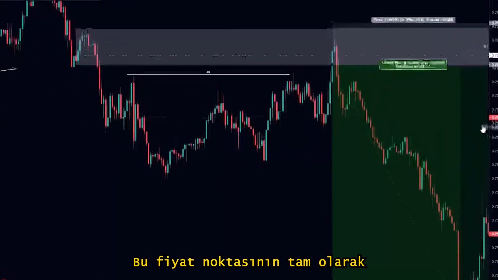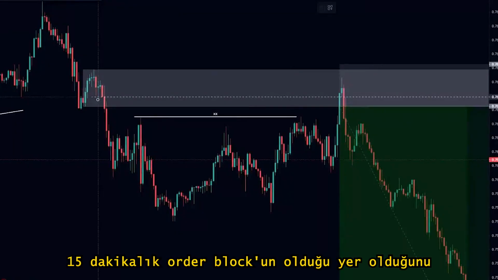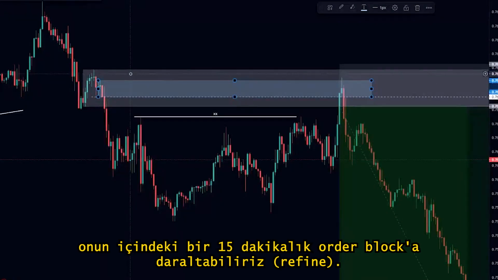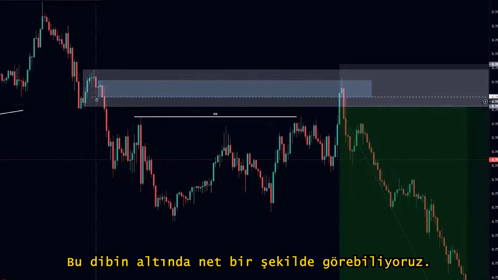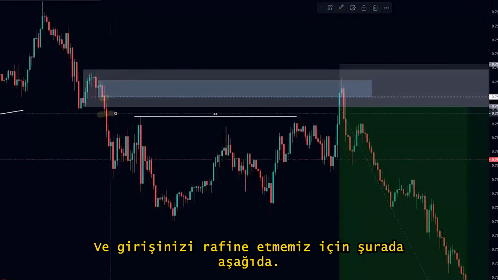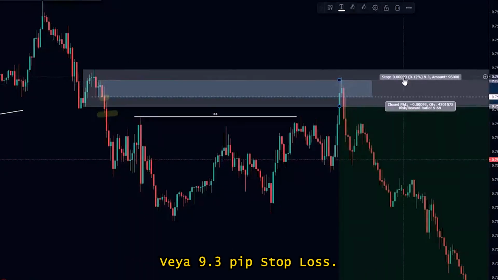Okay, we can clearly see that that price point is exactly where we have a 15-minute order block. Where we can refine the higher time frame order block with a 15-minute order block within the higher time frame point of interest. We can clearly see that below the low, we have a little bit of price inefficiency, as you can see right here, and this one down there. For us to refine our entry, of course, we would have our stop loss. This would be a 9 pip stop loss, or a 9.3 pip stop loss.